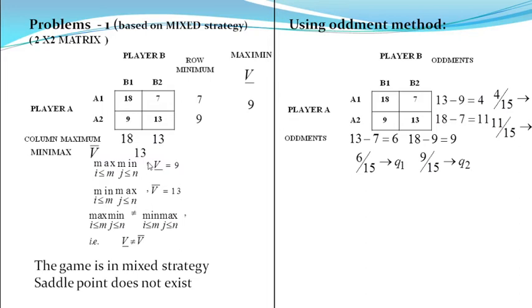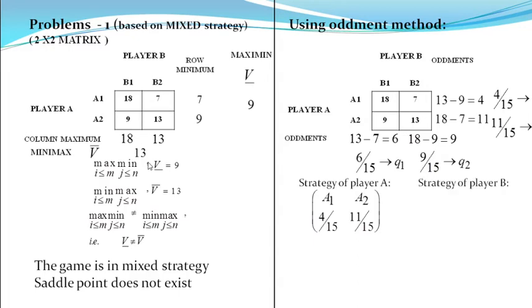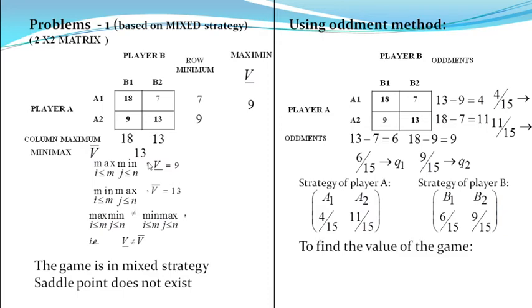So after getting the values of P1, P2, Q1, Q2, the strategy for player A can be represented as: A1 strategy 4 by 15, and for strategy 2 of player A, 11 by 15. In the same way we can write for player B: B1 strategy 6 by 15, B2 strategy 9 by 15.